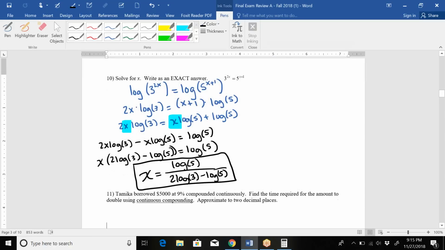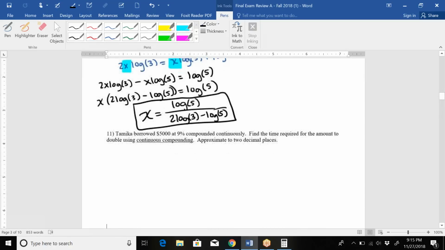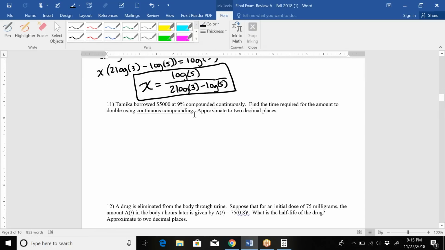Okay, so now we're at number 11. Tamika borrowed $5,000 at 9% compounded continuously. Find the time required for the amount to double using continuous compounding. So if her money is going to double, that means her future value would be $10,000. So we were plugging in, and this is compounding continuously, so we're using the PERT formula.